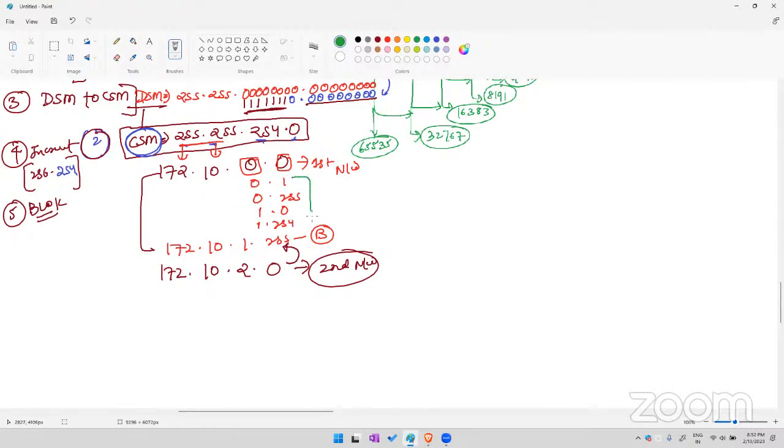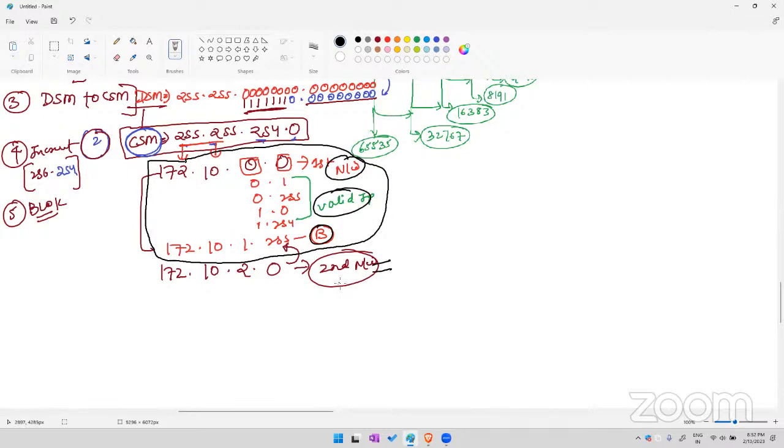Now, so this one, 254, is my valid IP. Whenever we are sending the email to the admin, we need to always attach these three pieces of information: network, valid, and broadcast. This one we attach, but in the second block.